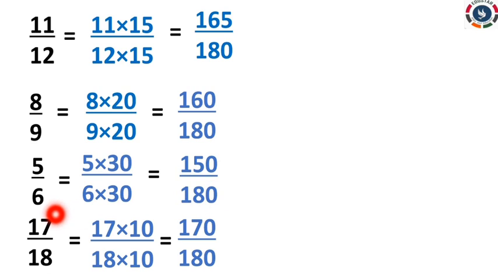The next one, 17 by 18. You multiply by 10, you will get 180. So 17 into 10 divided by 18 into 10 is equal to 170 by 180. Just copy this in your math class or note without making mistakes.